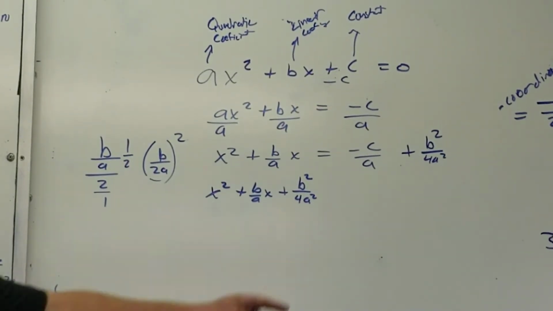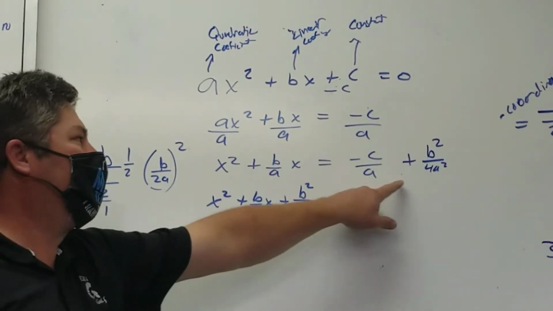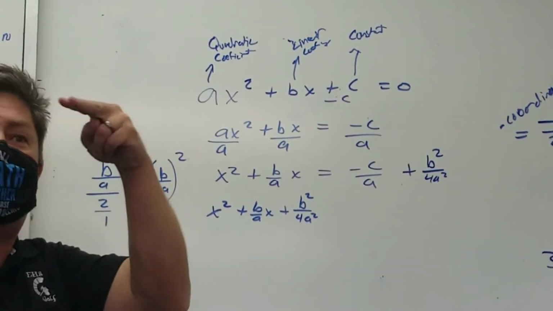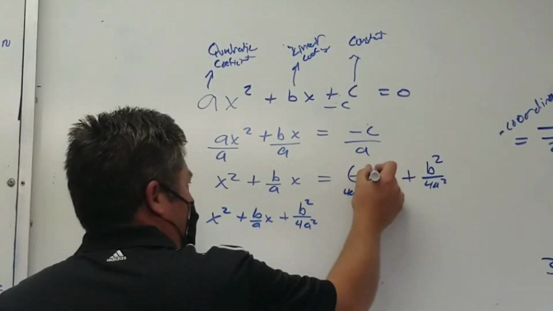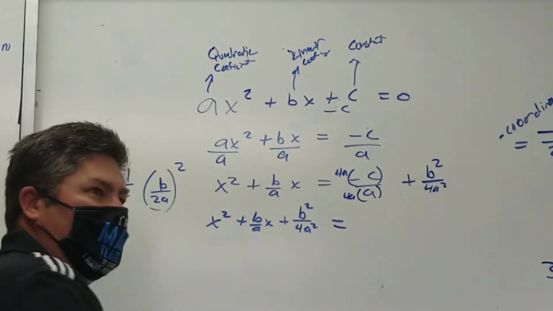So Sabrina, what should I times top and bottom of this one by? 4 what? a squared. 4a. It already has 1a. Oh, 4. I need 2 of them, so I need 4a. Everybody agree? I'm going to times that by 4a, and I'm going to times the top by what? 4a.